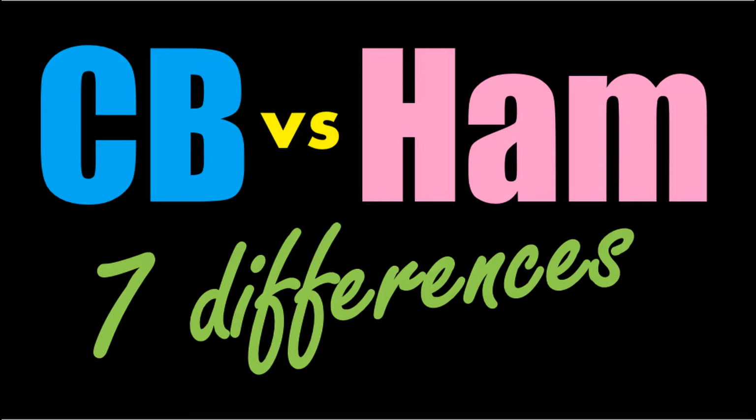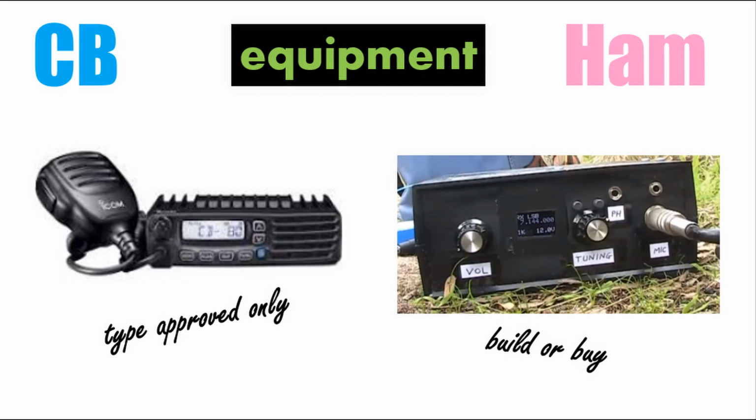The 7 differences between CB and amateur radio. Number 1. With CB, you just buy a type-approved radio and use it. Whereas with ham radio, you need to do an exam and get a call sign, but then you can use any type of radio, even ones you build yourself.